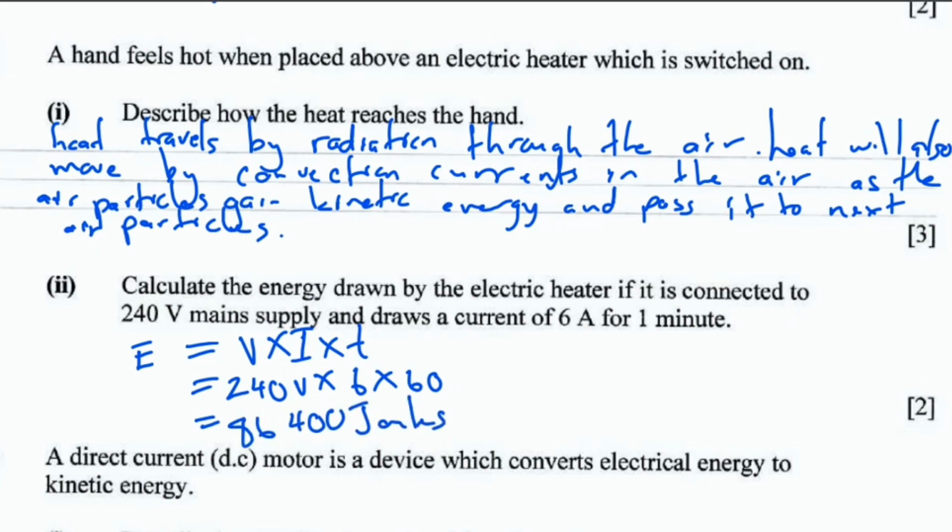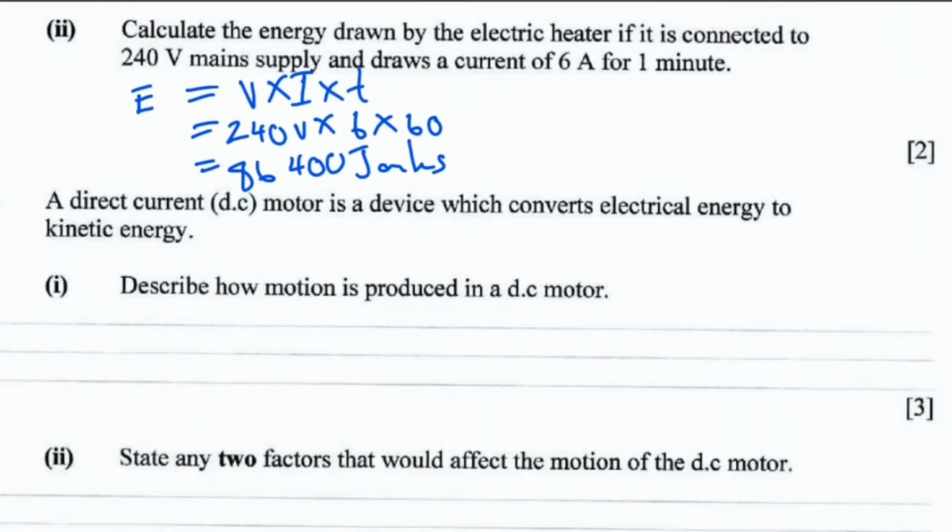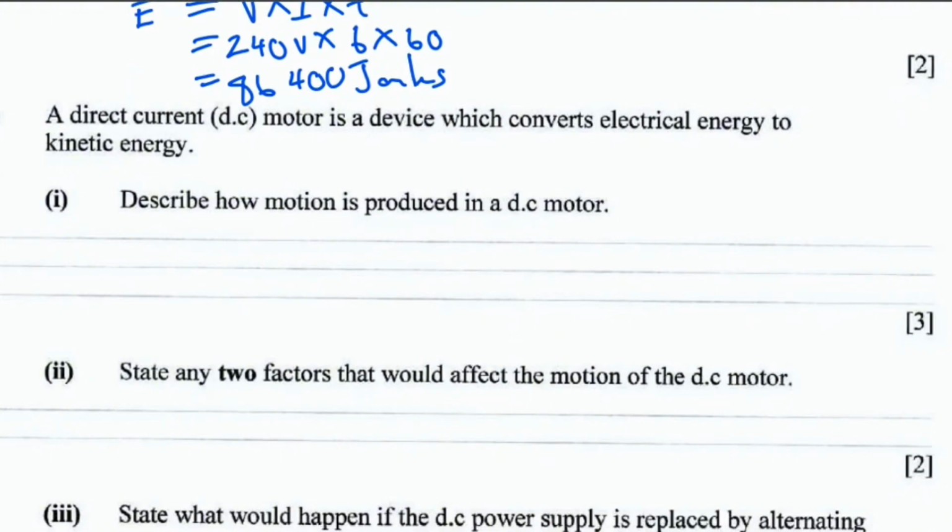Okay, let's move on to the next one. A direct current motor is a device which converts electrical energy to kinetic energy. Describe how motion is produced in a DC motor. So by now we should know that the number of marks gives you a hint on the amount of points which you should give. So here we are supposed to write at least 3 points.